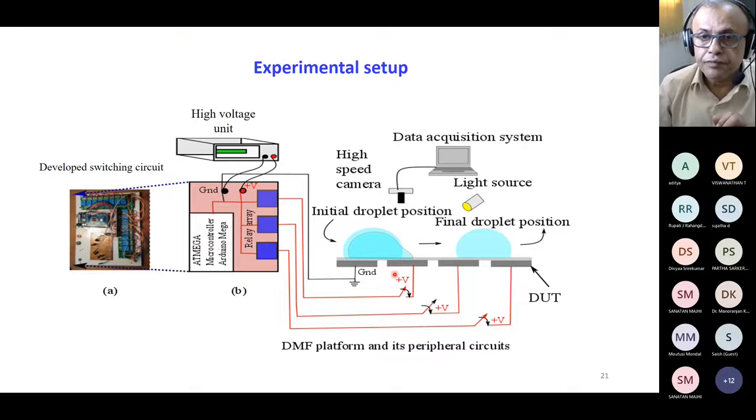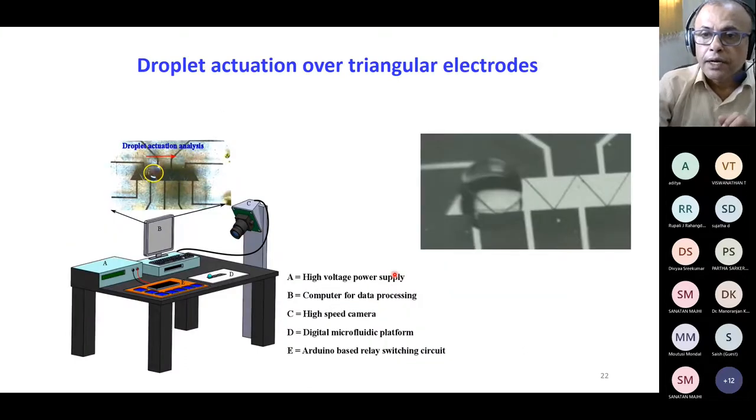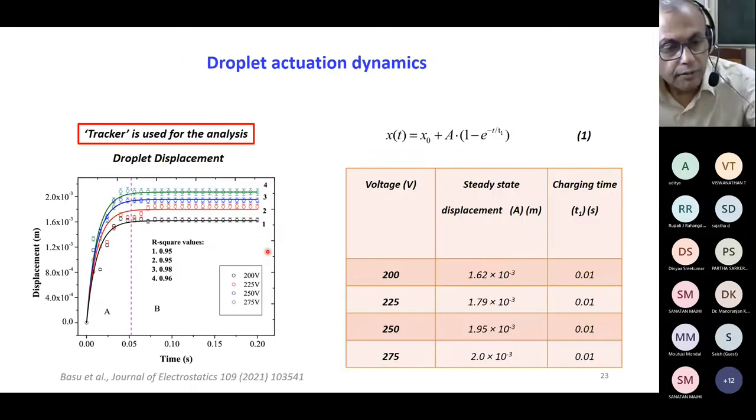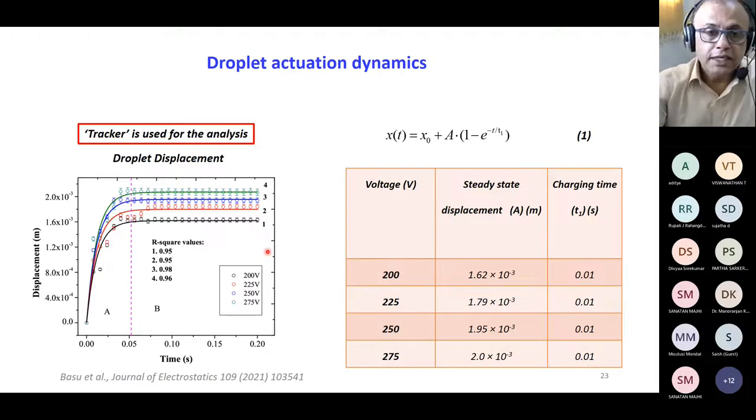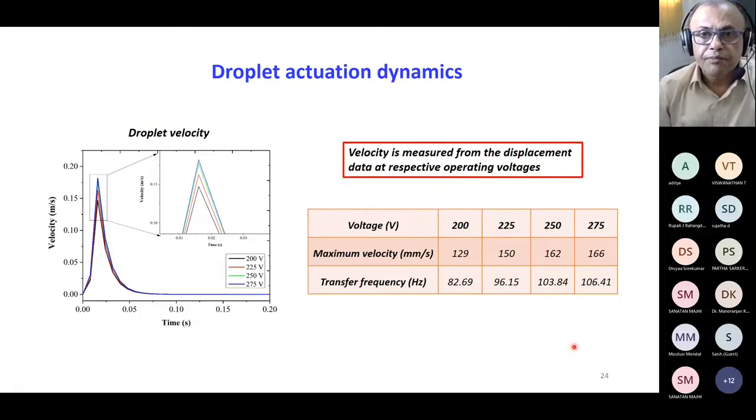Okay. And yes, this is the actual setup. I'm not going into the details, but do I have any time? I am not sure, so I'll skip it. What I can say is that droplet actuation dynamics, using different actuation voltages, the droplet velocity, displacement, and charging time have been calculated for some application purposes. But the purpose of this embedded system is here.